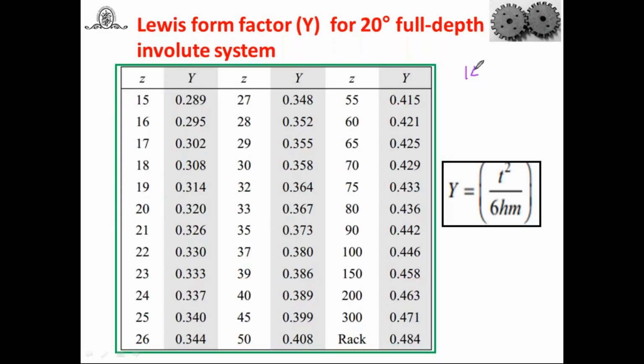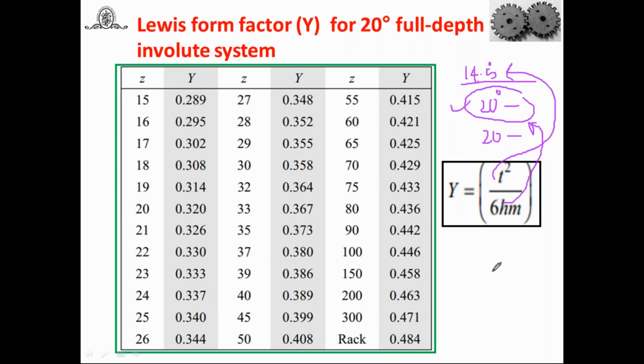yesterday we have seen the 14.5 degree full depth involute system, then the 20 degree full depth involute system, then the 20 degree stub tooth system, 22.5 degree, 25 degree. But in general, we are using the 20 degree full depth involute system. You know very well, you studied it in theory of machines. This T has a relation with this involute system. This H has a relation with this involute system.